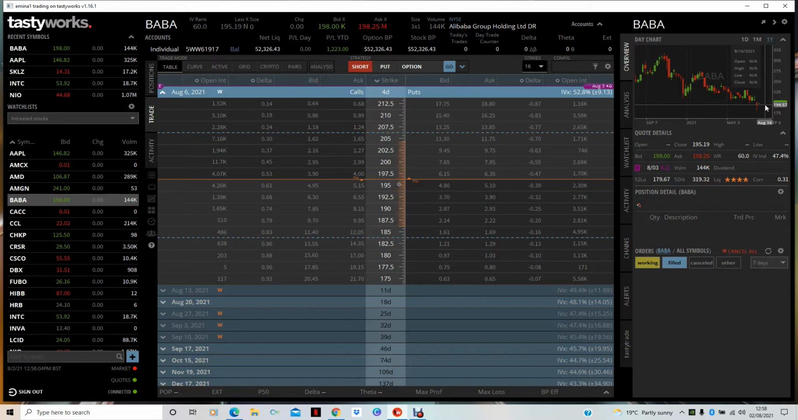And this week I'm going to sell puts of Alibaba. So I'm happy buying Alibaba at $195. Even if the stock falls to $180 this week, I don't mind, because look at the upside, and it's going to hit there at some point. So I'm happy buying Alibaba at $195.